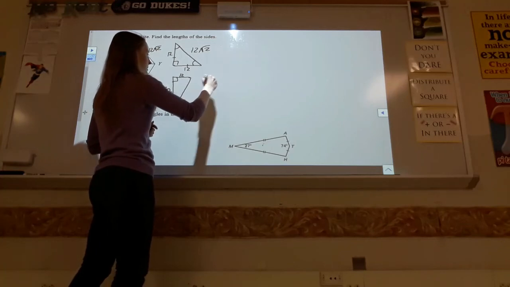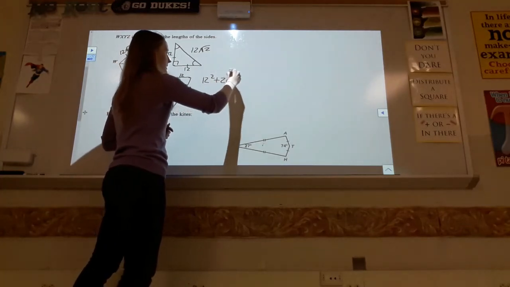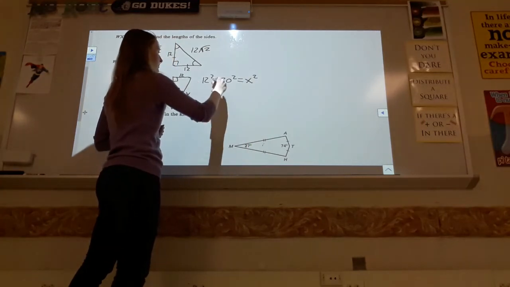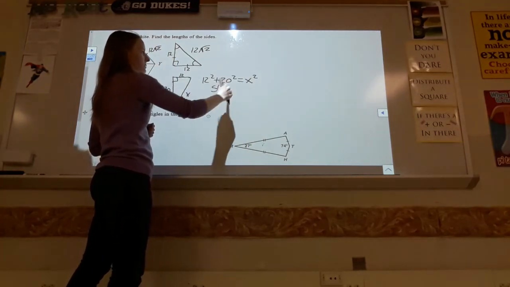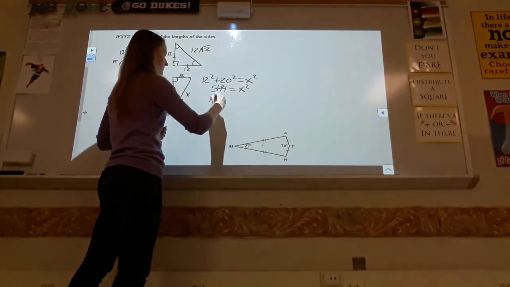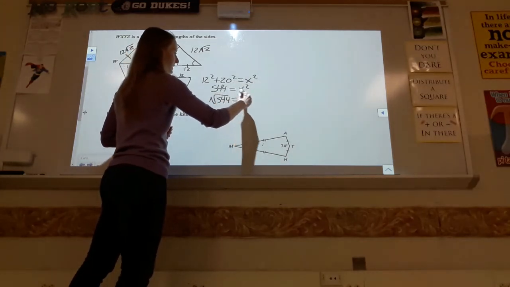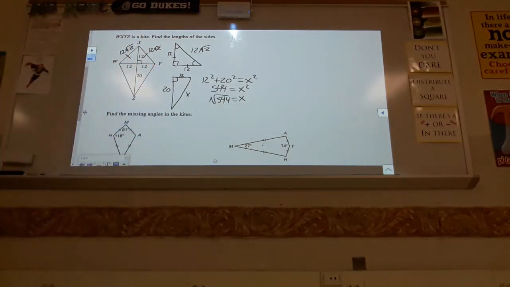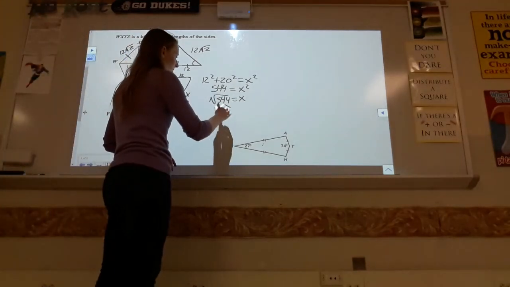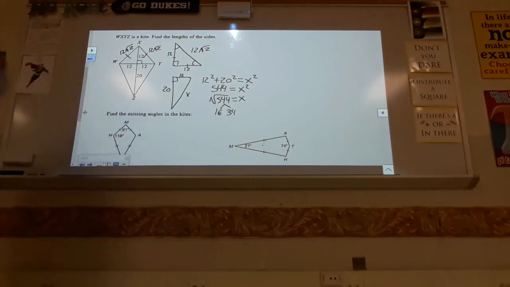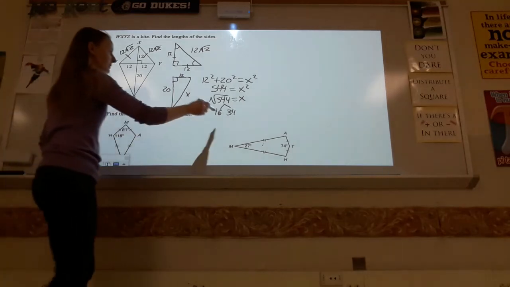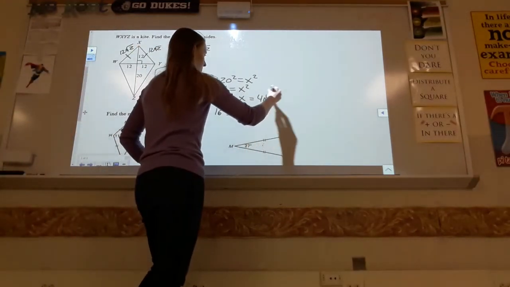So for this one, Pythagorean theorem, 12 squared plus 20 squared equals x squared. So that's 544, because this is 144 and 400, so you add them together. And then I'm going to take the square root. I don't think that can be simplified. Did I simplify it? Oh, yes, you can. Sorry, you can simplify that. So it's 16 times 34 according to what I see over here. But let me just double check that really quick. Yeah, 16 times 34. So when you simplify that, that just becomes 4 root 34.